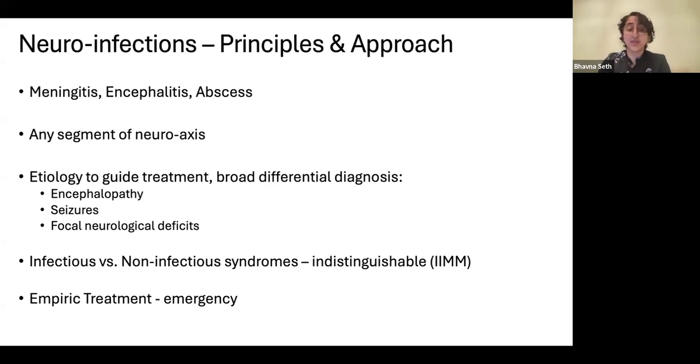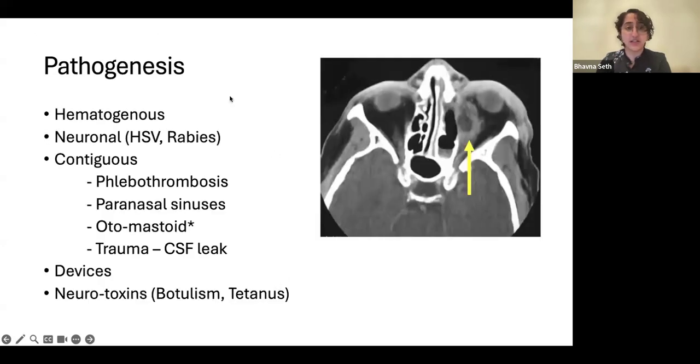And so oftentimes it's very challenging to tease out infectious versus non-infectious syndromes, and maintaining a broad differential at the outset is important. I often use a mnemonic, IIMM, which is infectious, inflammatory, metabolic, and malignant. Keeping those differentials in mind as you are empirically stabilizing and developing a diagnostic and therapeutic plan for your patients is helpful. And as mentioned, time is life, and so empiric treatment is necessary.